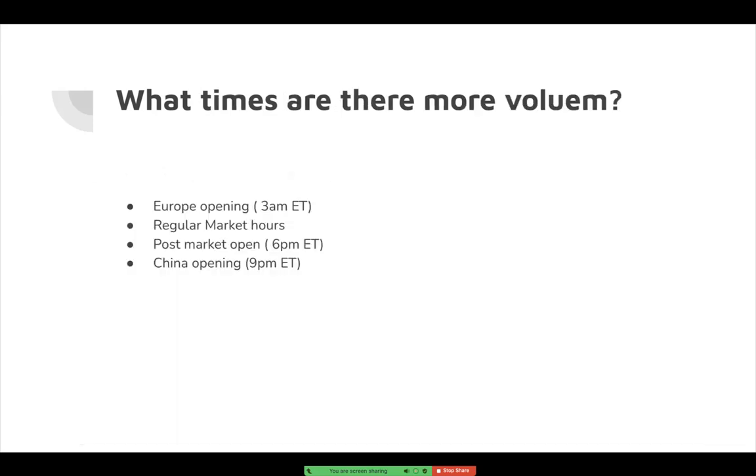So what times is there more volume? Europe opening, that is 3 a.m. Eastern time, then the regular market hours, then post market open at 6 p.m. Eastern time, then the China opening.